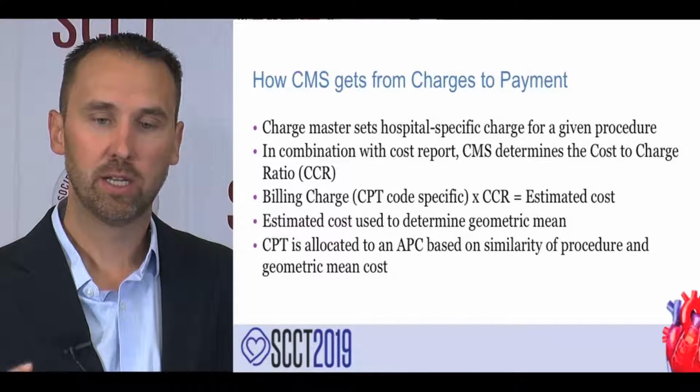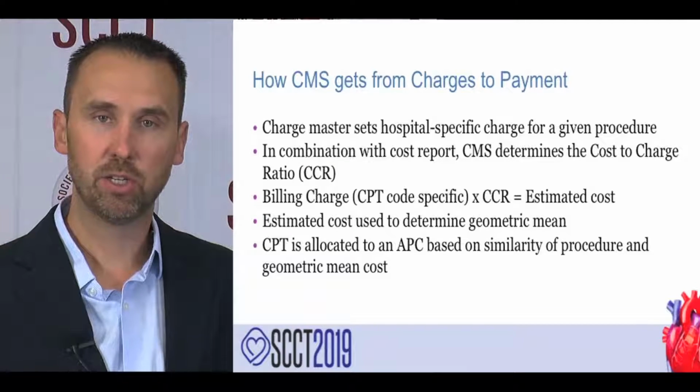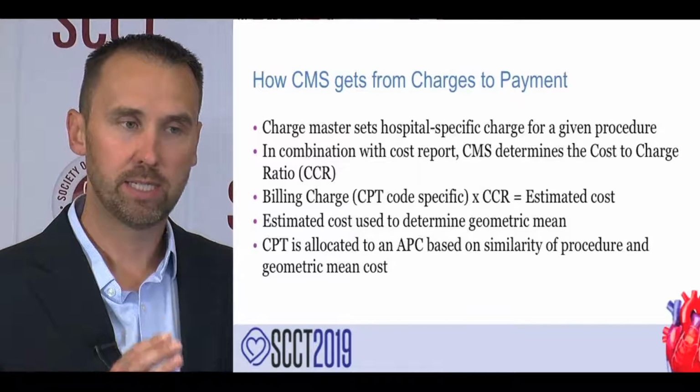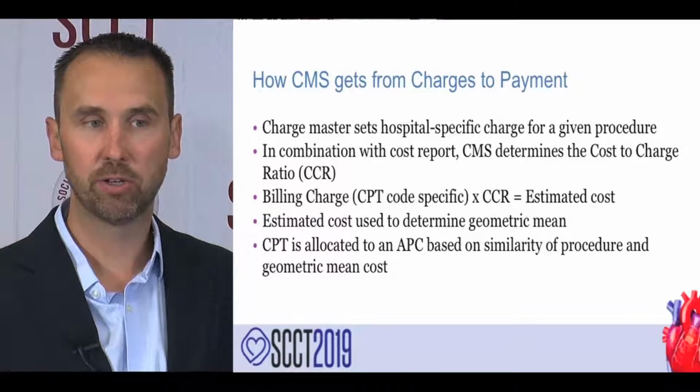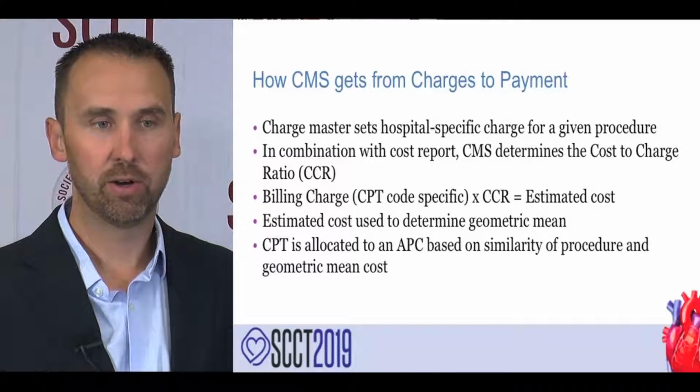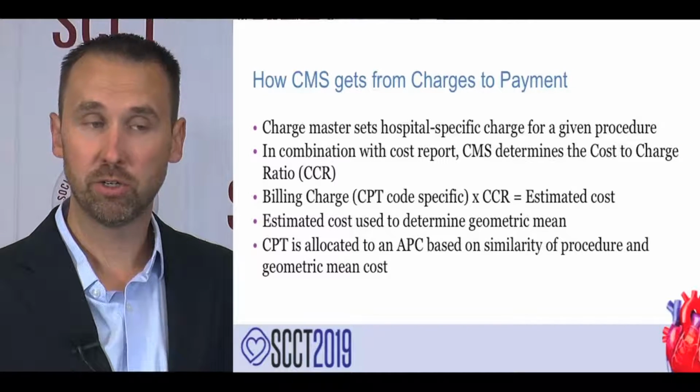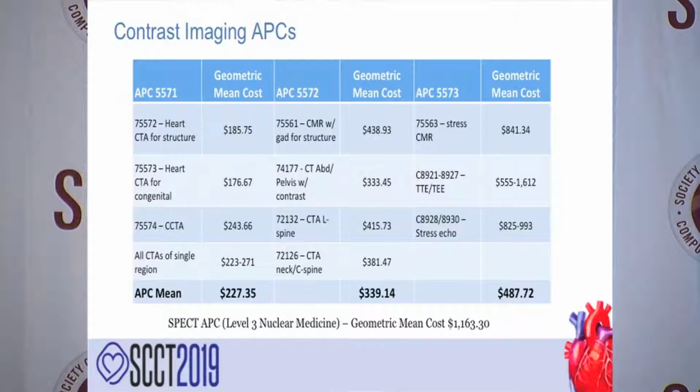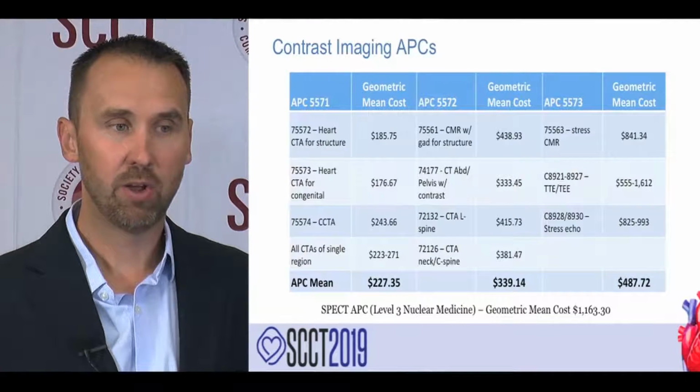And these estimated costs are then used to determine a geometric mean. And this geometric mean reimbursement rate is then used by them to place CPT codes into APC bins, or ambulatory payment classifications, where they're lumped by similar procedure and similar cost. And so what that's left us with is, as you can see here on the far left, the APC code 5571 is where all 3 of the cardiac CT angiography codes exist. And as you can see, the geometric mean cost for these runs to around $227, of which 75574 reimburses slightly higher than that. As you can see, all other single organs.